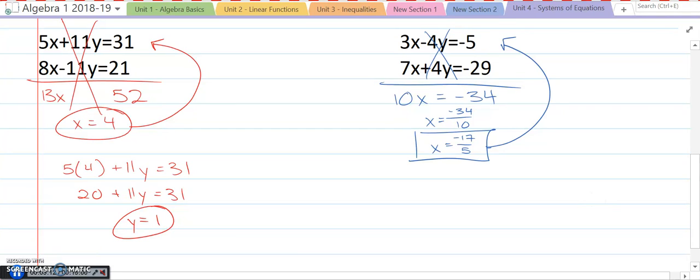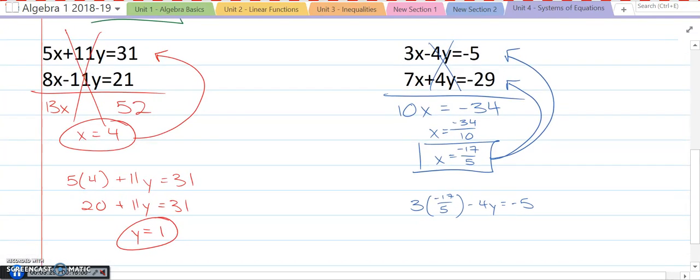You can plug it in there. You could plug it in here. Either way, you should get the same answer. I'm going to plug it into the top one because it gives me smaller numbers to deal with. 3 times negative 17 over 5 minus 4y equals negative 5. Distribute.